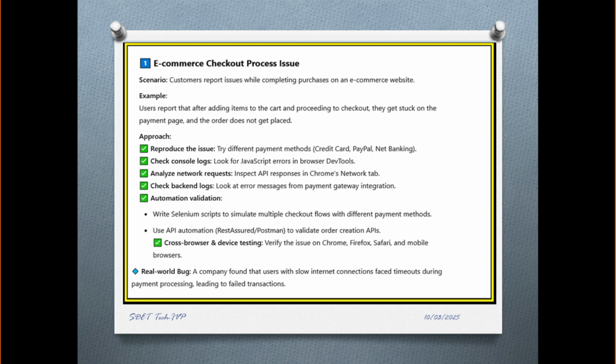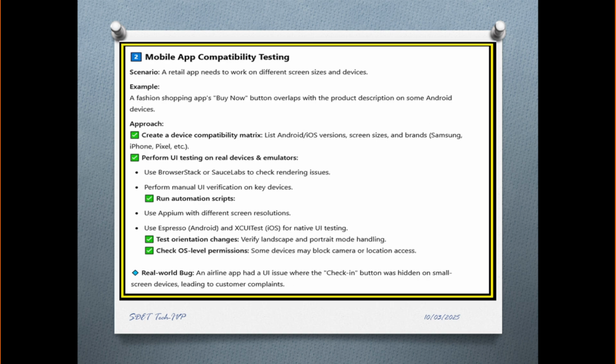The next question: a retail app needs to work on different screen sizes, resolutions and devices. Suppose we have a mobile application and you have to perform compatibility testing. What exactly steps would you validate? In that case, simply answer: create a benchmark for compatibility metrics. Second, perform UI testing on real devices and emulators, run automation scripts, and test orientation changes in landscape mode and portrait mode.